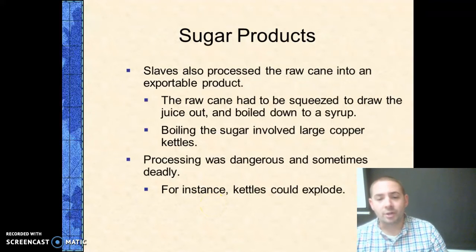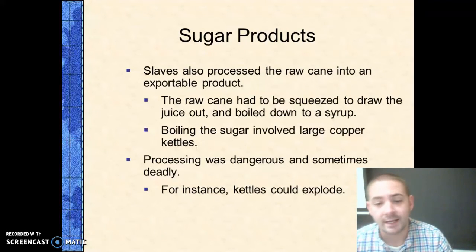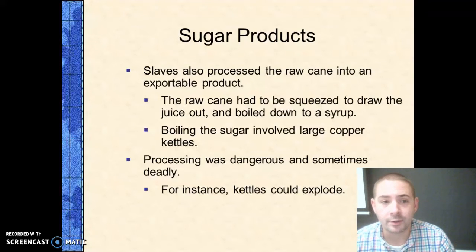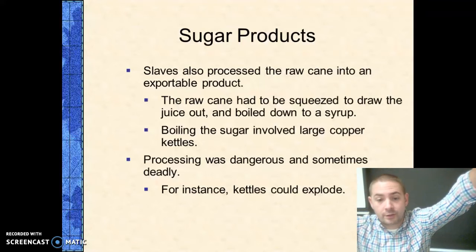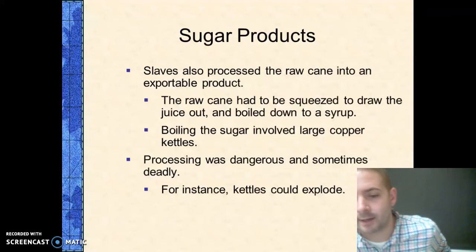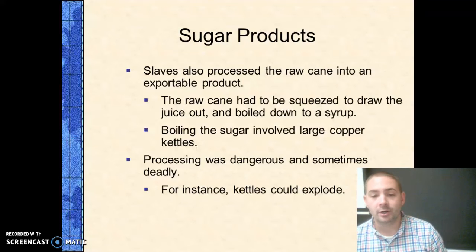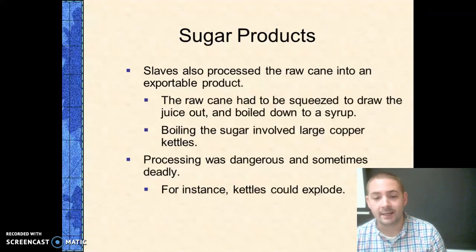In order to make sugar, it is extraordinarily dangerous to produce. Many of you know that sugar grows in stalks, right? It grows in big stalks. Now, in order to get the sugar out of the stalk, there needs to be an extraordinarily dangerous process. First, you must obviously cut the stalks.